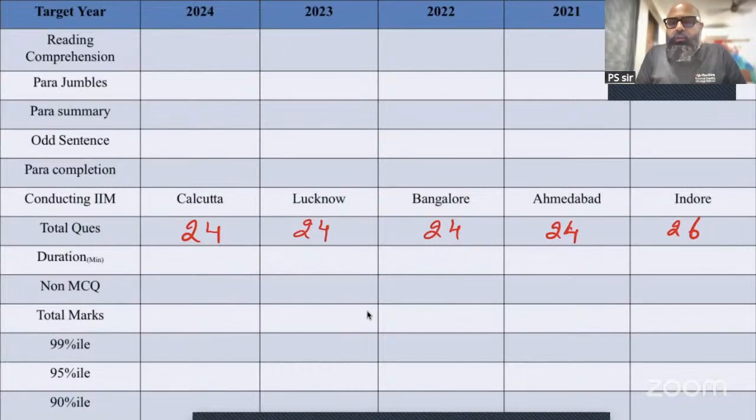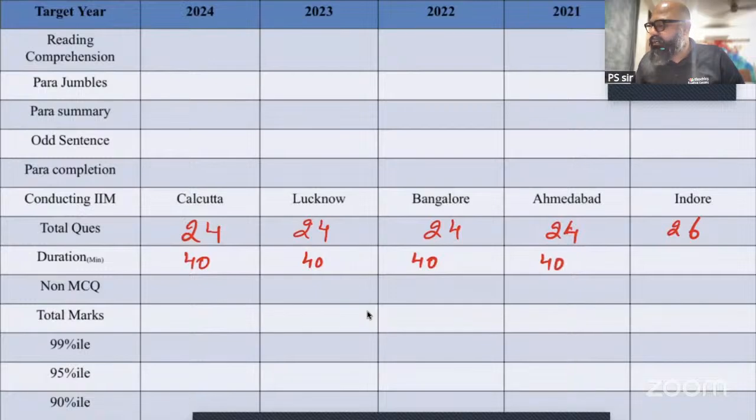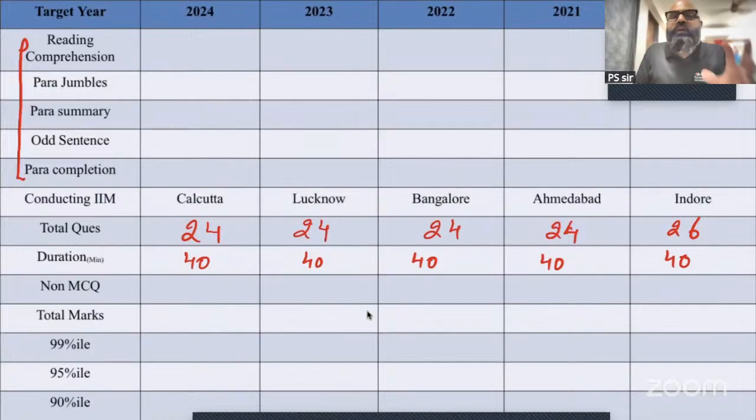Now, if I talk about duration, again, we know that it's a 2-hour paper. And for verbal ability and reading comprehension, which is the first section, 40 minutes is what you get to solve this particular section. Now, if I talk about types of questions, in the last 5 years, these are the types of questions, that's it. So we are talking about 5 types of questions, the variety of questions in VARC in the last 5 years.